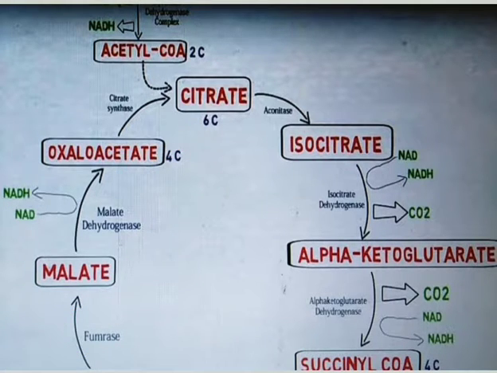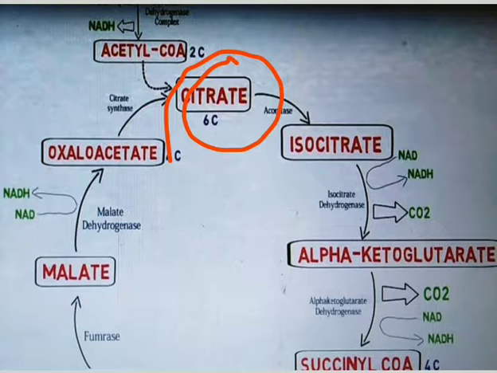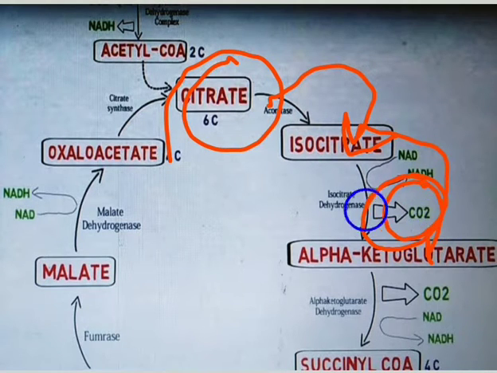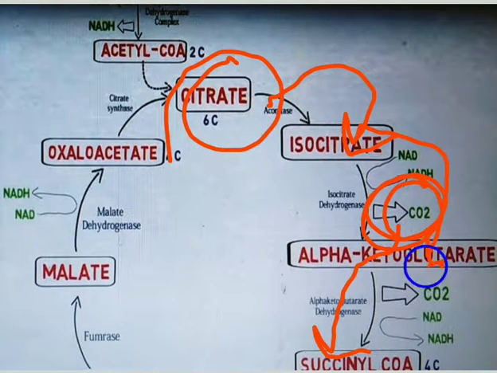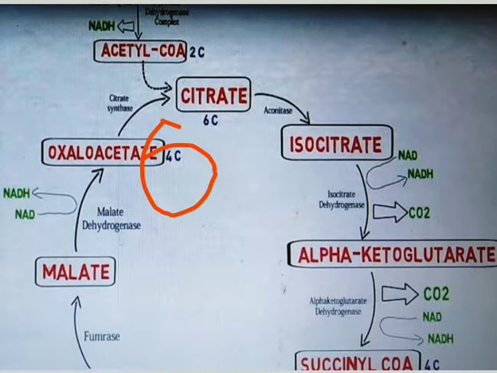So how is it converted into a 4-carbon compound? Because we know that citrate was a 6-carbon compound. It is converted to isocitrate, and from isocitrate to alpha ketoglutarate, one molecule of carbon dioxide is released. So it becomes a 5-carbon compound. When alpha ketoglutarate becomes succinyl CoA, there is also a removal of carbon dioxide, so it becomes a 4-carbon compound. So oxaloacetate, the 4-carbon compound, is again regenerated, and again a molecule of NADH is produced. So that was the Krebs cycle in detail.